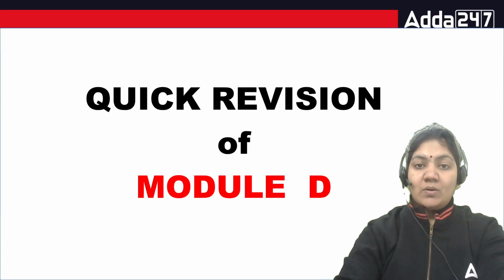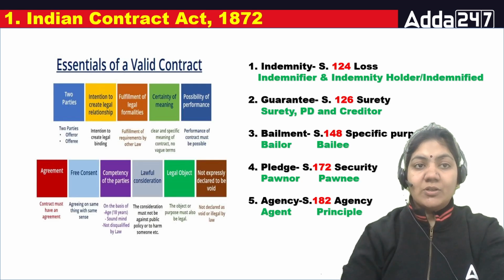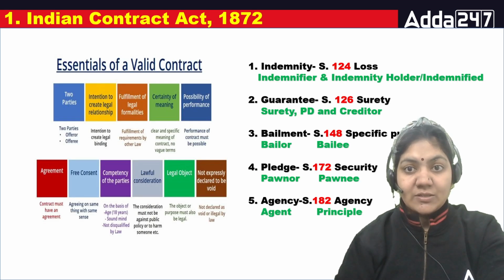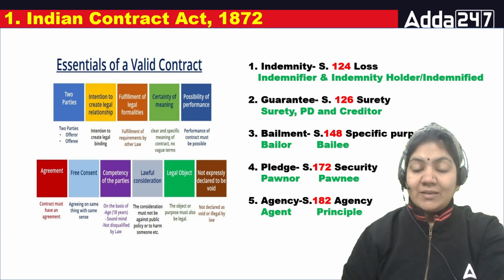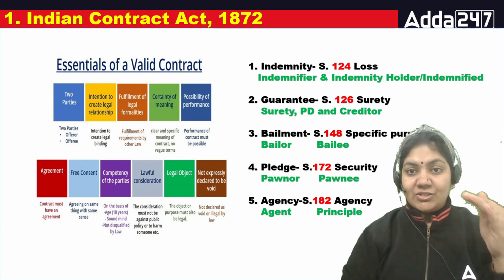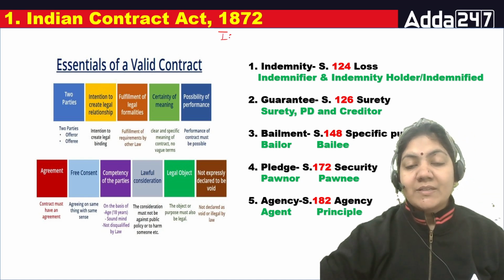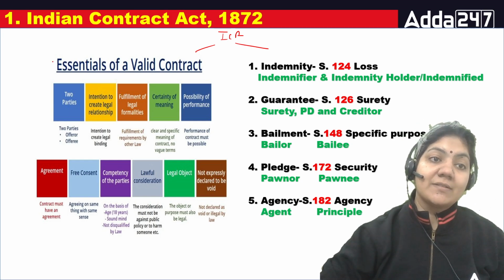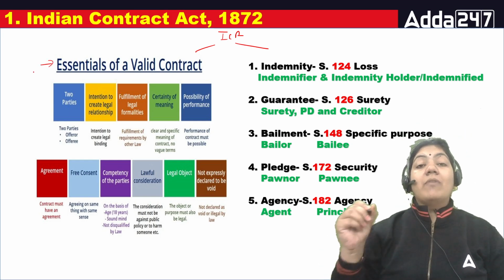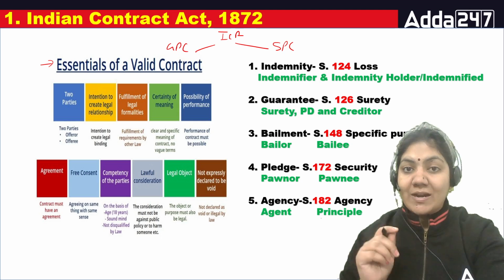Okay. Now a quick revision of Module D. So class, in Module D, the first is the Indian Contract Act. The Indian Contract Act is divided into 2 parts. The first is the general principle of contract, and the second part is the special principle of contract. The general principle of contract covers the essential points of a valid contract, and the special principle of contract has 5 terms that we have to understand.